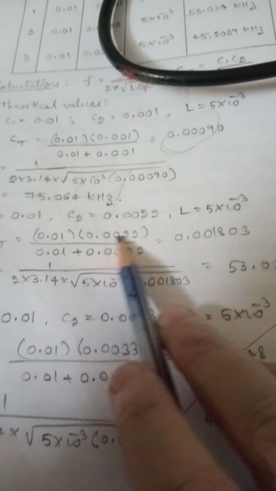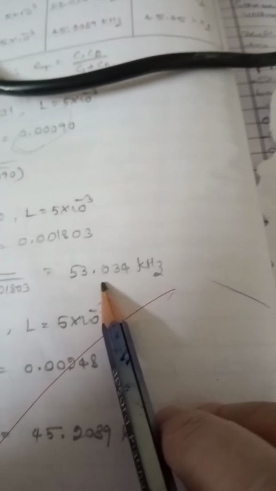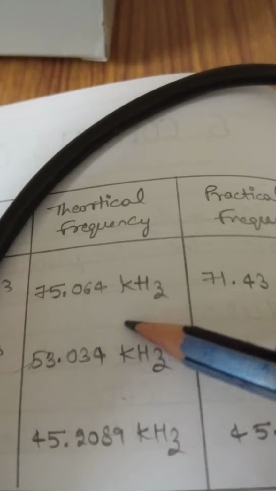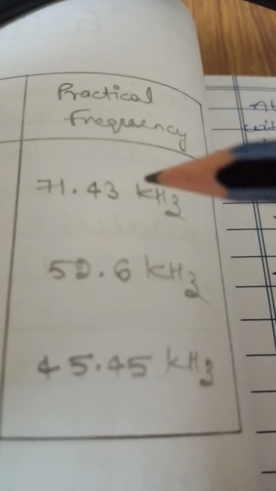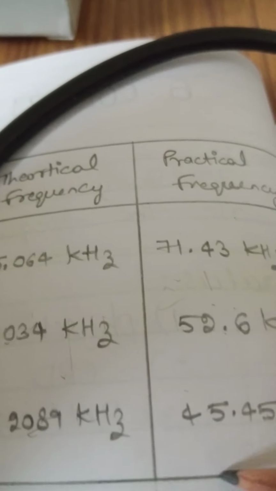For the combination where C2 is 0.0022, you will get this theoretical frequency. Then again you change the capacitor value and you get this theoretical frequency. This is your theoretical frequency for the three combinations, 1, 2, 3. The same theoretical frequencies we have written here. Now we have to verify whether we get practical frequencies close to these. We should get nearby values in practical.